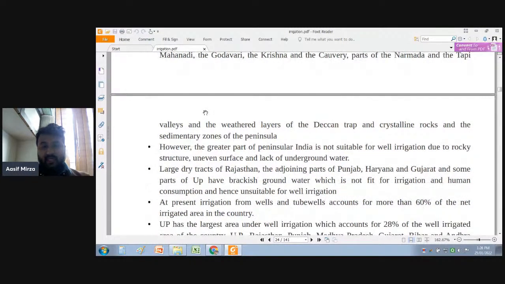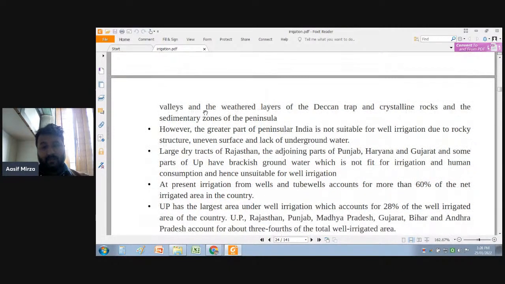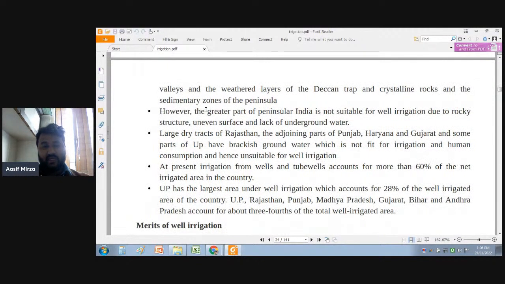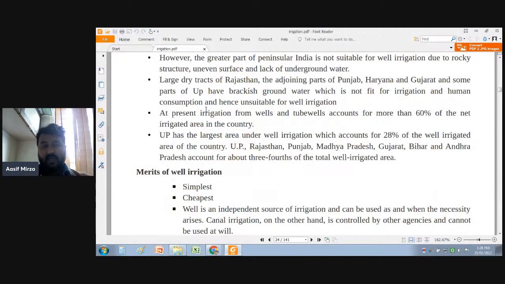At present, irrigation from wells and tube wells accounts for more than 60% of the net irrigated area in the country. UP has the largest area under well irrigation, which accounts for 28% of the well irrigated area of the country. UP, Rajasthan, Punjab, Madhya Pradesh, Gujarat, Bihar, and Andhra Pradesh account for about three-fourths of the total well irrigated area. Now, what are the merits of this well irrigation?